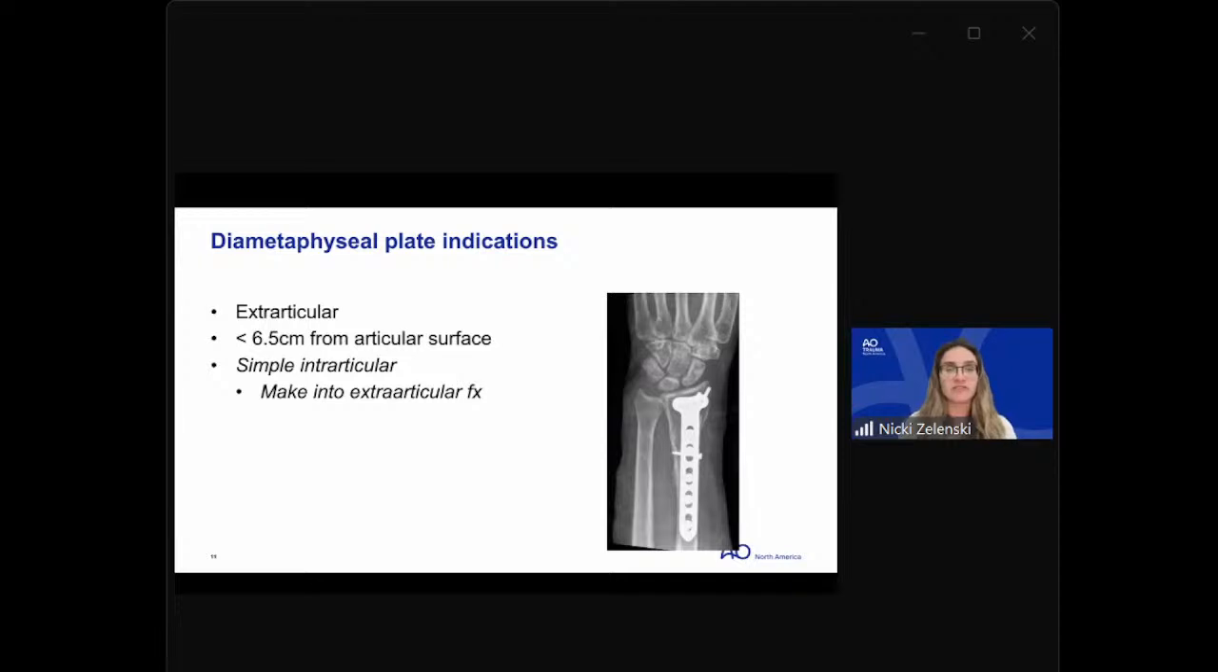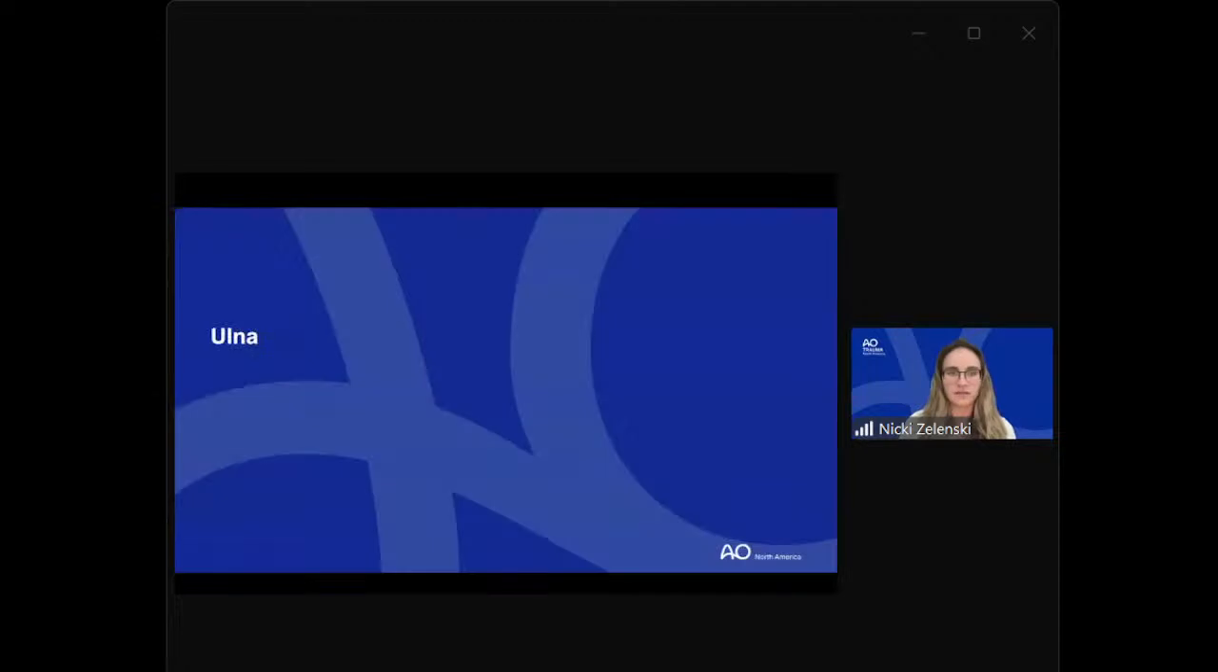So my indications for not using a 3-5 plate, for using something like a diametaphyseal plate, are typically extra-articular fractures. They're usually less than 6.5 centimeters from the articular surface. You can make a simple intra-articular fracture an extra-articular fracture, either with a clamp or interfragmentary fixation before you put this plate on. But if I'm doing that, I'm typically choosing something more like a long distal radius plate.